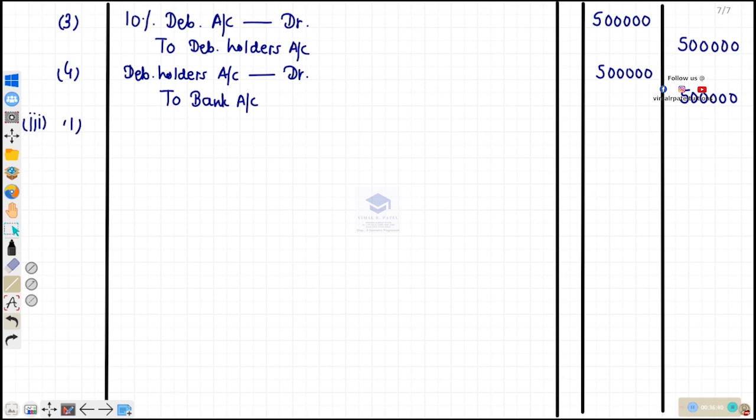Now third situation. Debenture of 100 issued at premium of 8% and redeemable at par. 100 rupees of debenture is issued at 108 and can be redeemed at 100.